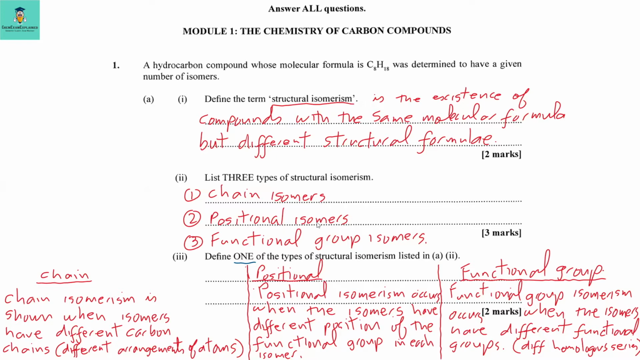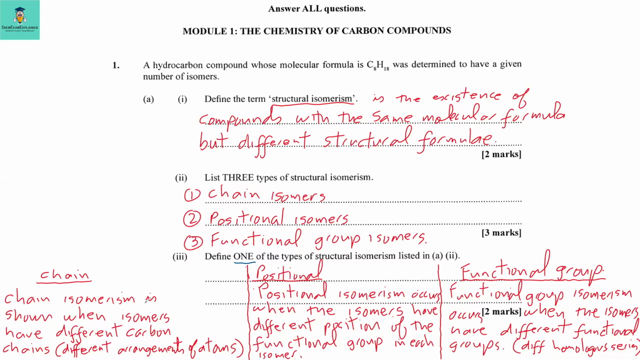The 3 types of structural isomerism are 1. Chain isomers, 2. Positional isomers, 3. Functional group isomers. A part 3. Define one of these types of structural isomerism listed in A part 2. So pretty much we are to define any one of these. So let's start with chain.